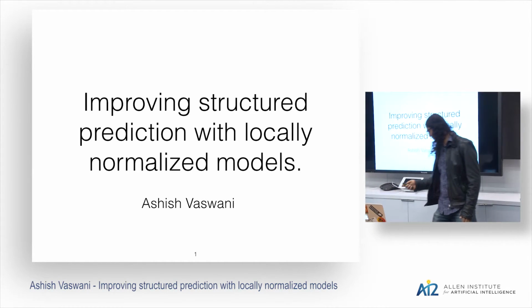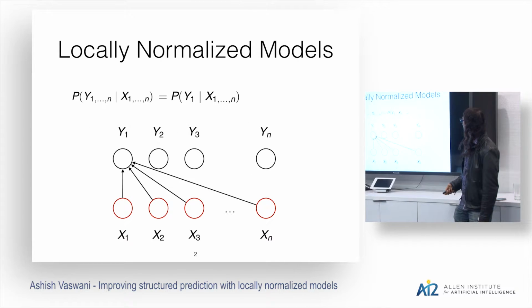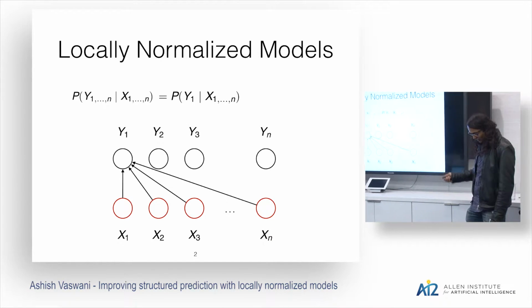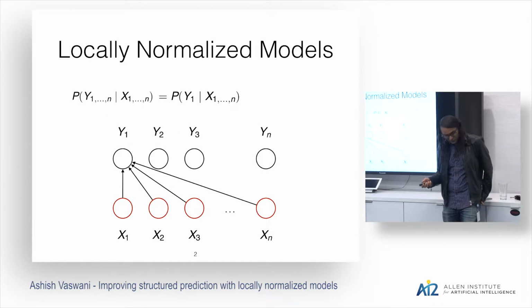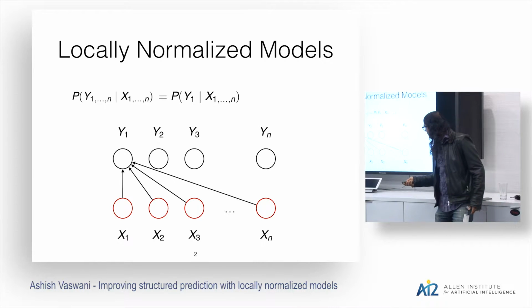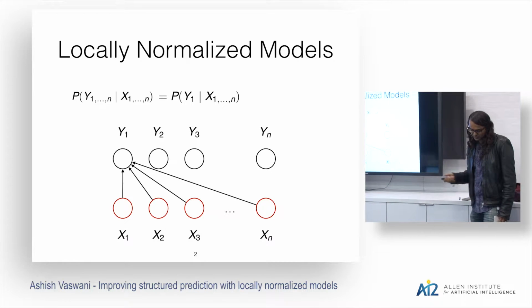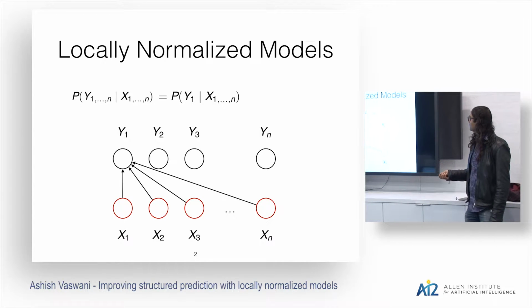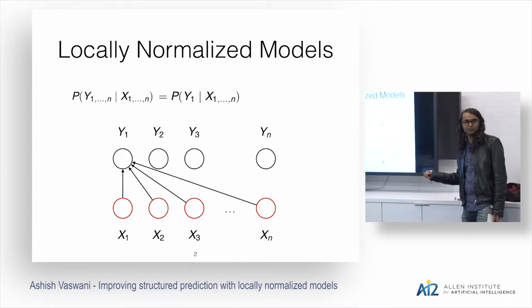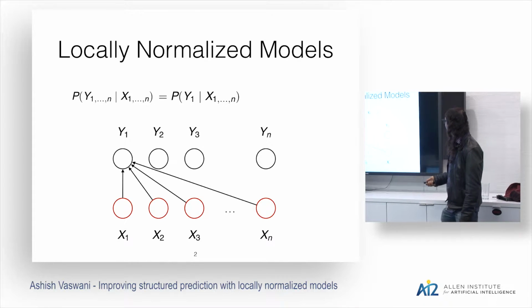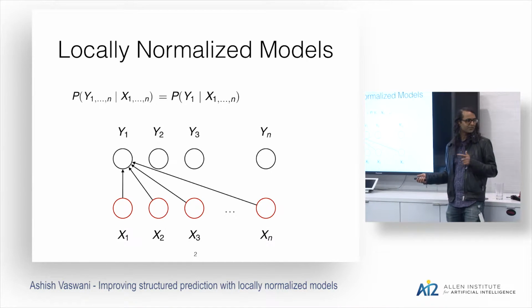So first, what are locally normalized models? In this talk, I'm going to be talking about modeling conditional probability distributions. Somebody walks up to me with a sequence of words, x1 to xn, and the output is going to be either a structure or a sequence. So I'm going to be modeling conditional probabilities.